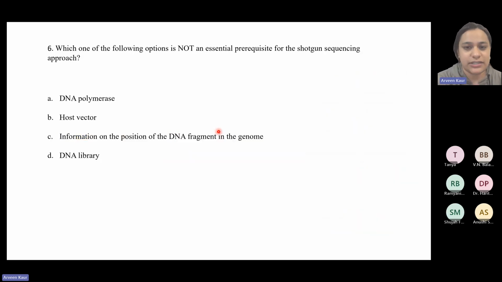Okay, first I will introduce the next question, which is: which one of the following options is not an essential prerequisite for shotgun sequencing approach? Is it the presence of DNA polymerase, or a host vector, or information on the position of DNA fragment in the genome itself, or the formation of a DNA library? So which one of these is not really essential when we are doing shotgun sequencing?